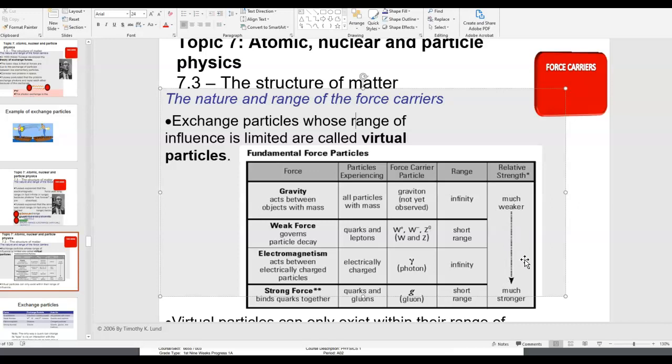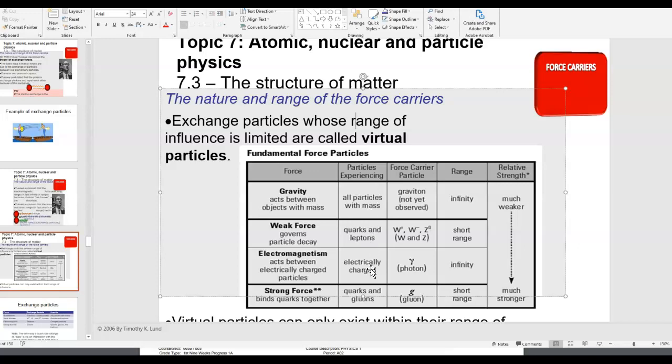That's important to know because in past years, sometimes they ask questions on the IB exam about which of the fundamental forces are the strongest or the weakest. The weakest force is actually the force of gravity, which is kind of ironic because gravity is even weaker than the weak force. And notice that each of these four forces only affects certain types of particles.